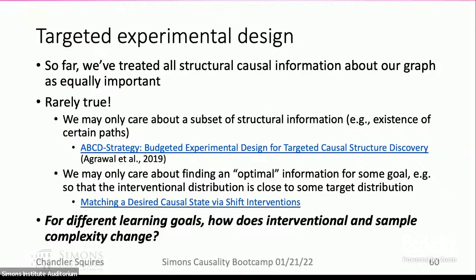So I'm going to have some of what I see as interesting open questions in the field of experimental design throughout this last section. And this is something you could play around with a lot for different learning goals about what you actually want to figure out about your graph. How do the interventional complexity and the sample complexity change? At least in the shift intervention work, we show that there's an exponential gap in the number of interventions that might be required to recover just a selected piece of information versus all of the information that you want.